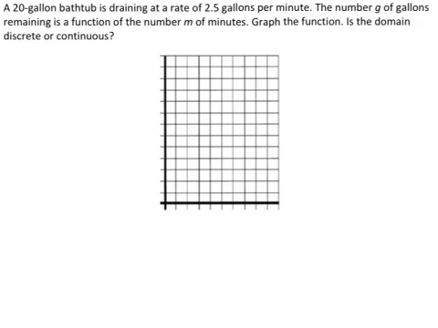All right, try this one completely on your own, and tell me again if the domain is discrete or continuous by the end. If it is discrete, you do not connect the dots on the graph. If it is continuous, you do. And then check back to see what your answers are.